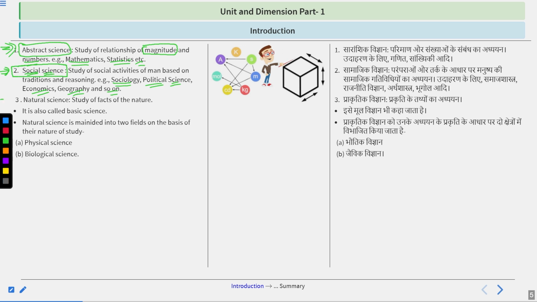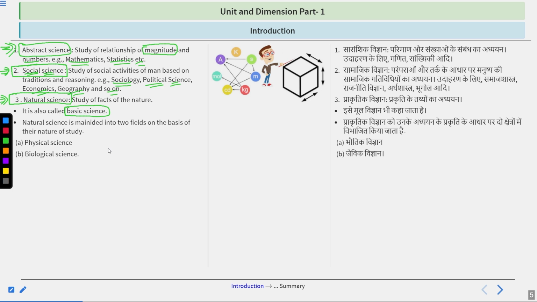The third one that we have among the divisions of science is natural science. By its name, you could conclude that it's the science of nature. So it is the study of the facts of nature. It is also called basic science because it is all natural. There is nothing to be added in this. That's why it is known as basic science.